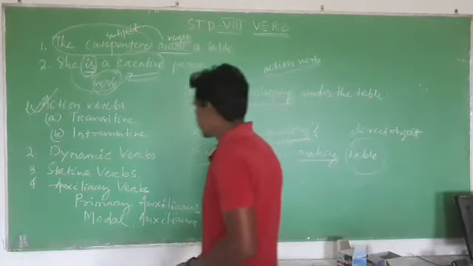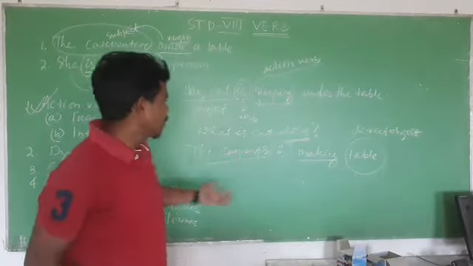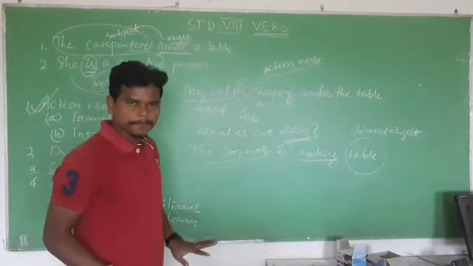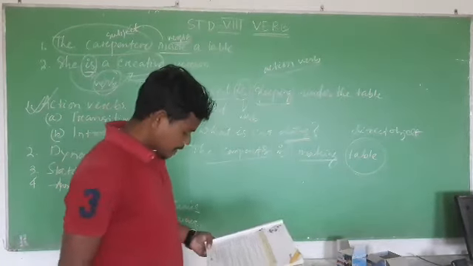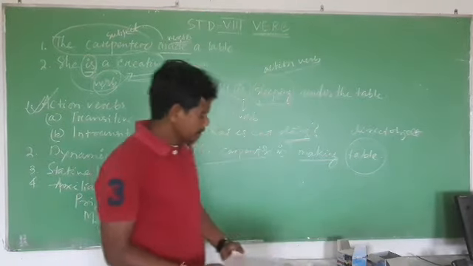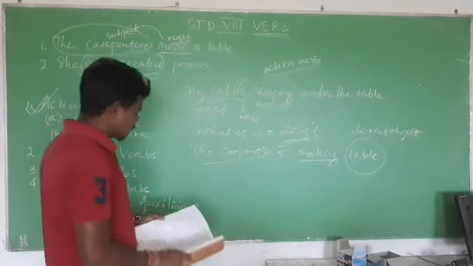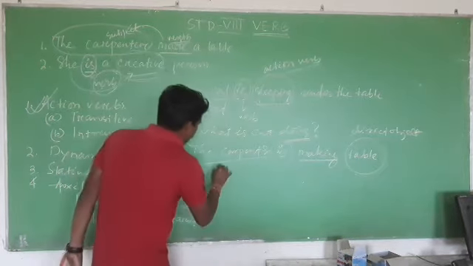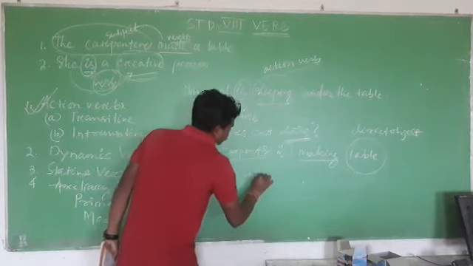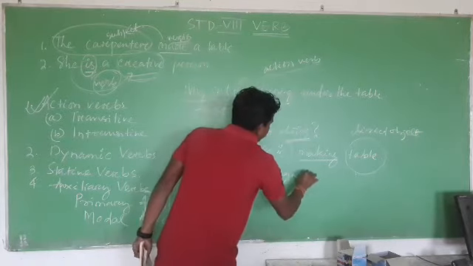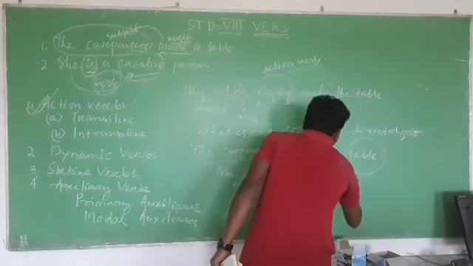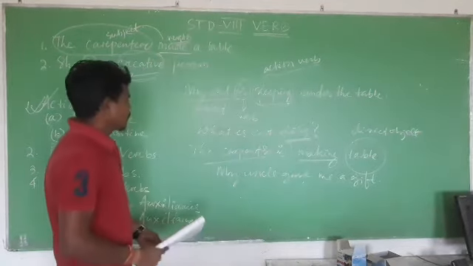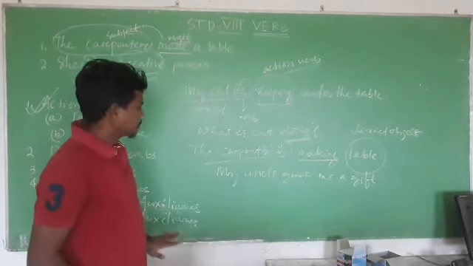What is the carpenter making? The carpenter is making a table. So table becomes the direct object of what? Is making. Right? In another sentence we can say, my uncle gave me a gift. My uncle gave me a gift.